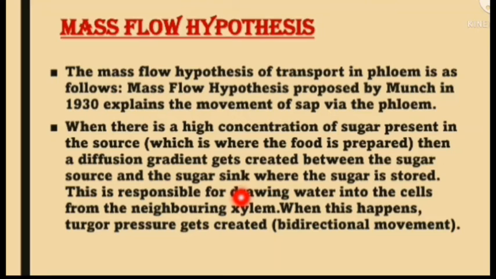Next is mass flow hypothesis. The mass flow hypothesis of transport in phloem is as follows. Mass flow hypothesis, proposed by Munch in 1930, explains the movement of sap via the phloem. When there is a high concentration of sugar present in the source, then a diffusion gradient gets created between the sugar source and the sugar sink where the sugar is stored. This is responsible for drawing water into the cells from the neighboring xylem. When this happens, turgor pressure gets created.